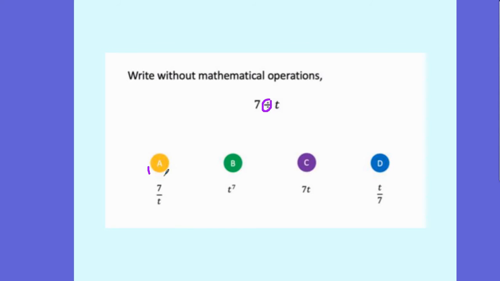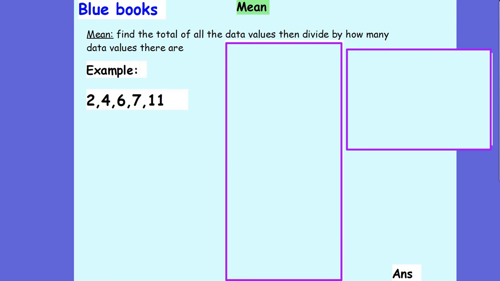So the correct answer for that one was A, it's 7 over t. So that line underneath the 7 means divided by, 7 divided by t, the correct answer was A. So this lesson we're going to recap all that we've learnt about averages so far and put it all together.